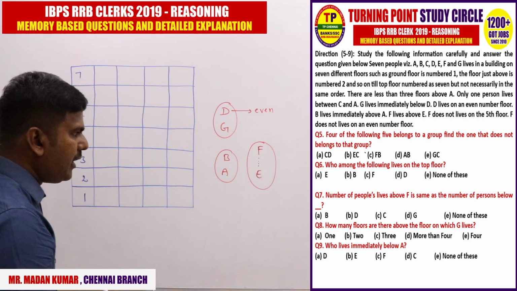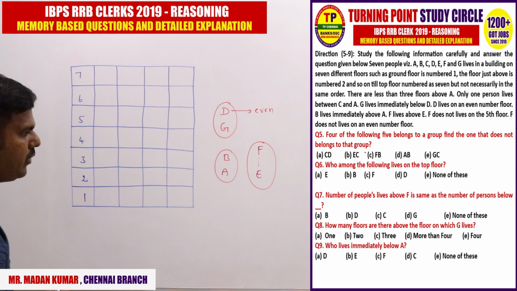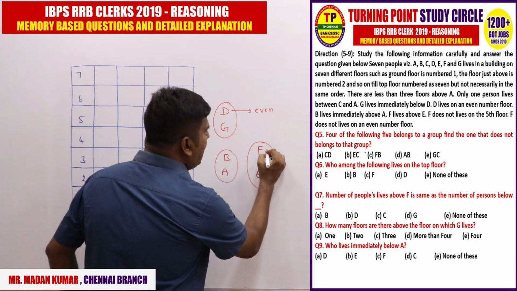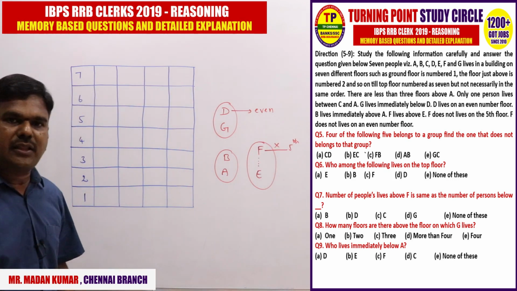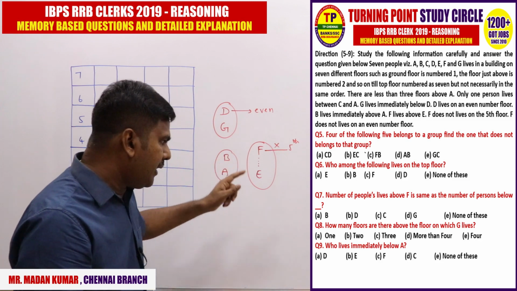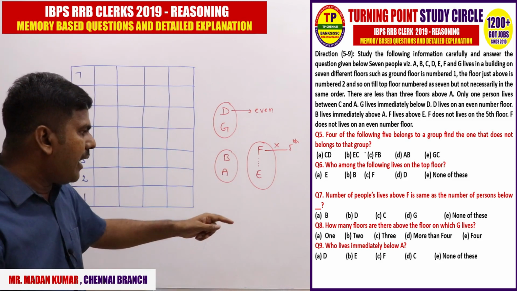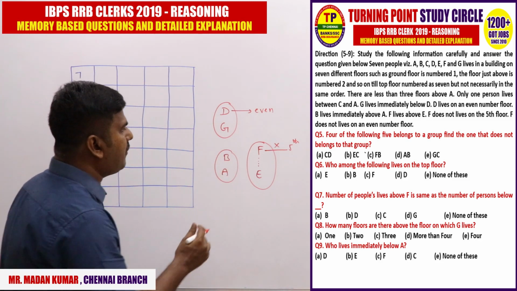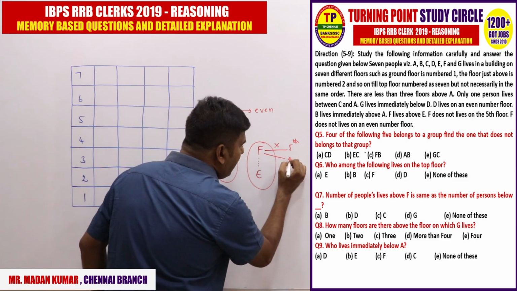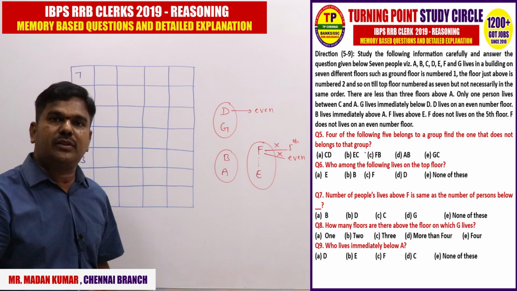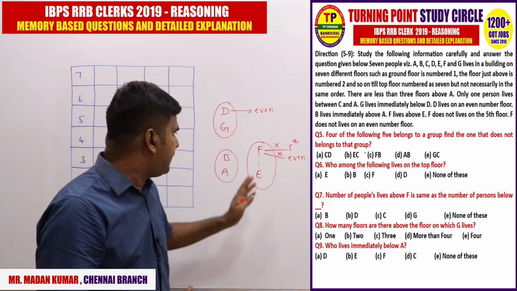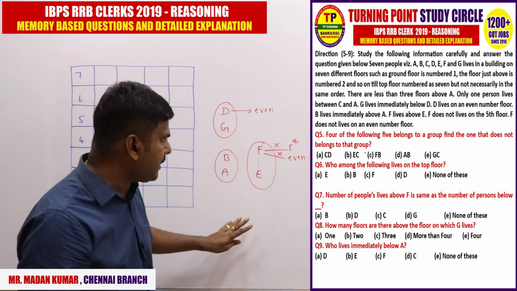What is the next one? B lives immediately above A. F lives above E. F does not live on the 5th floor. That is also been given. Second information we have mentioned. And F does not live on an even number floor. F cannot be even number also. That is also been given. These are all the secondary informations we mentioned separately.